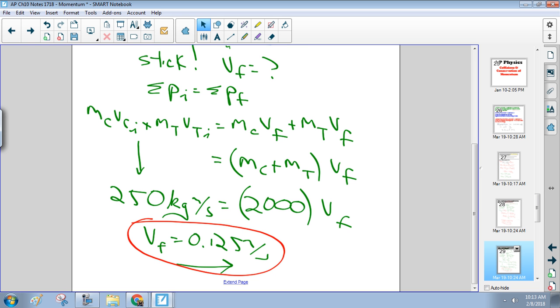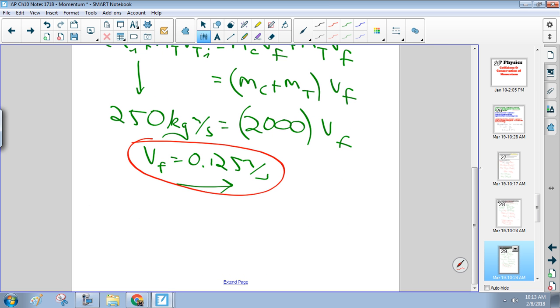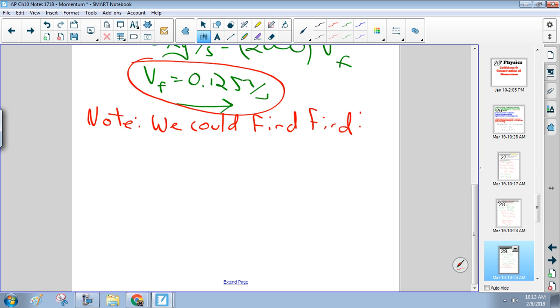Okay. So at this point, I guess a couple comments just to be aware of. So note, we could find, if we wanted to, and I will go through these calculations if anybody wants me to, we could find the change in total kinetic energy. Oh, why did I write find twice? I like it. No, I like it.